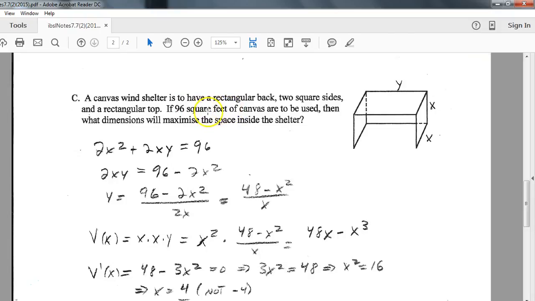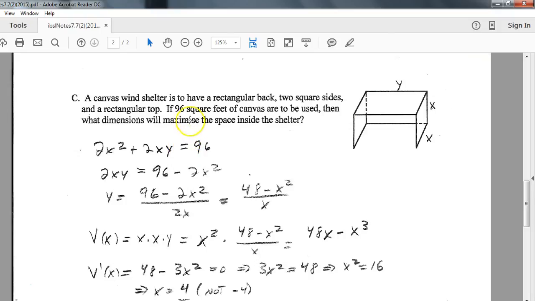96 square feet. So remember, square feet would have to be referring to an area. So we're going to need an area function for that value. Then it's saying what dimensions will maximize the space inside the shelter. Well, how do we identify the space inside of a 3-dimensional shape? We call that its volume. So we have 2 formulas at work here. But that's going to make sense because if you look at this problem, I have 2 unknowns, an x and a y. And if I have 2 unknowns, that means I need 2 equations to solve for those. And so that's kind of the first thought process moving forward.